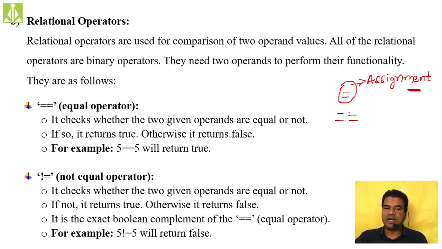Because it is a binary operator, it requires two operands. If you give it two operands, it will simply check whether the two operands are equal or not equal. Only that it will do. Then, if you do the reverse, instead of checking the equal condition, if you want to check unequal, then go for not equal.